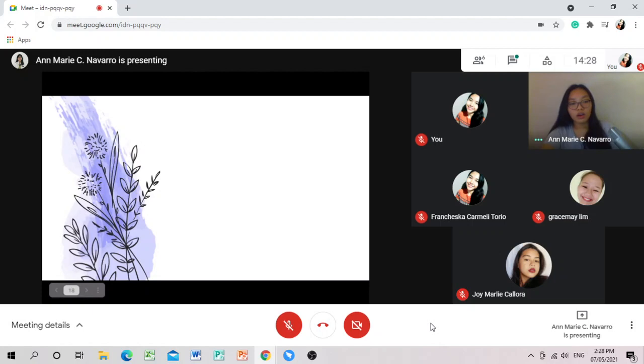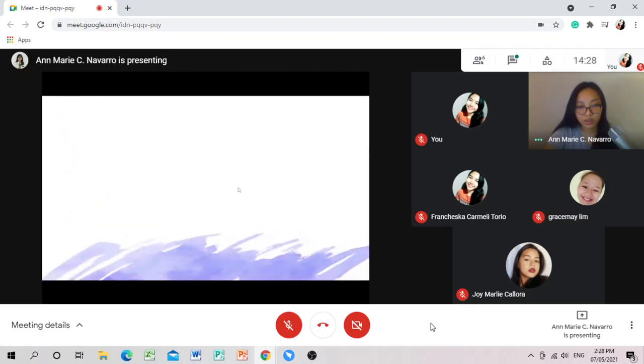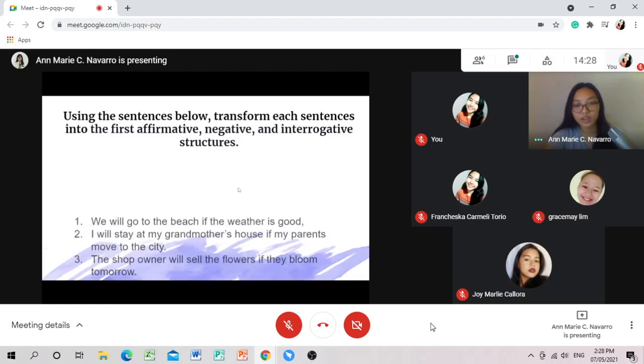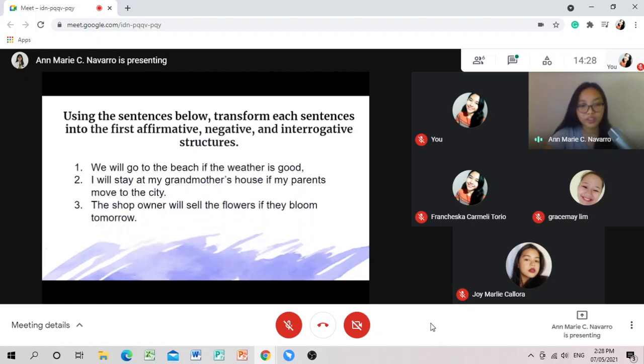Now, for exercise one, using the sentences below, transform each sentence into the first affirmative, negative, and interrogative structures. So, Miss Torio, please read the sentences for us.